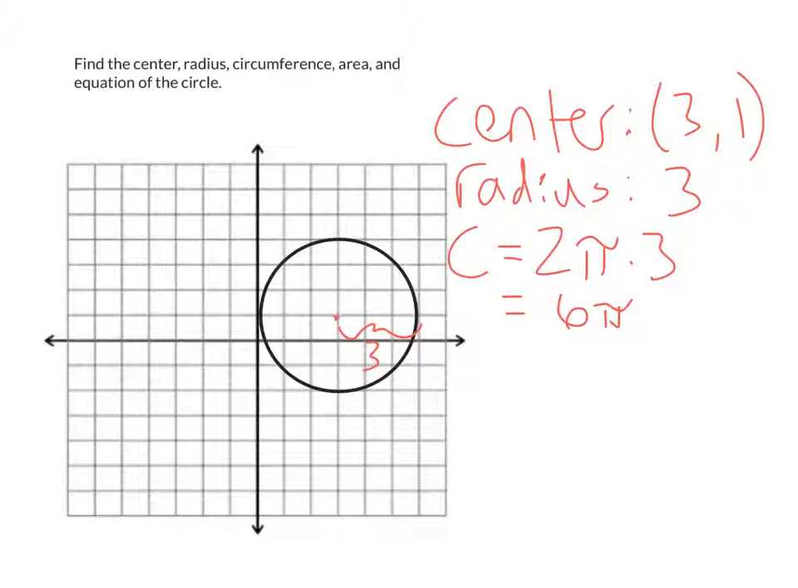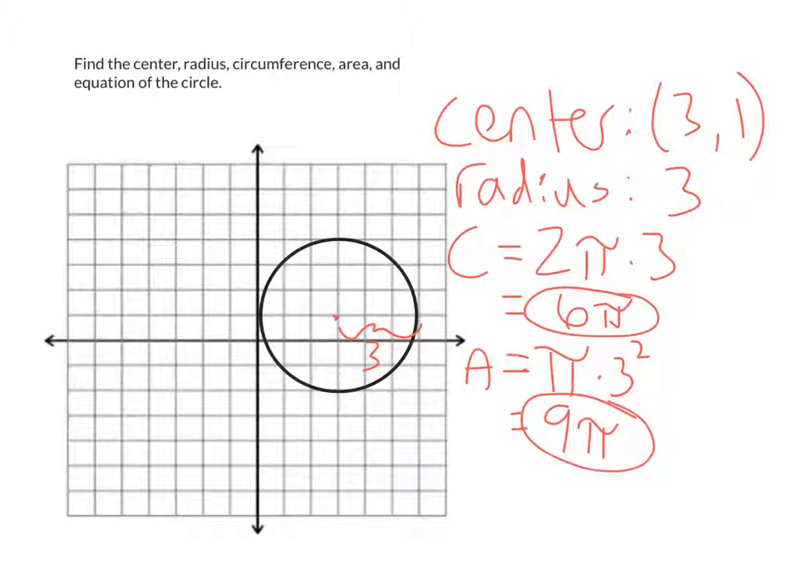Next thing we want is our area. Alrighty, our area of the circle. Well, that would be pi times my radius squared, which is 9 pi. Cool. So we got our circumference, we've got our area.